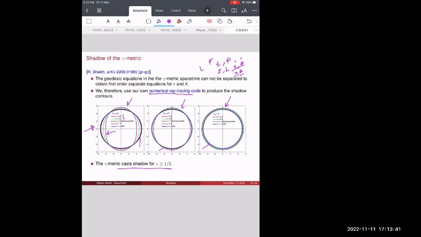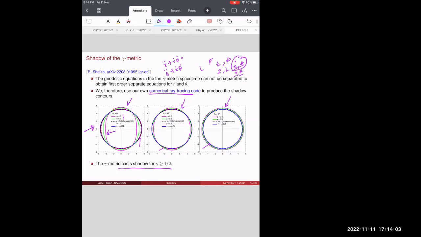We have this equation, right? When we write out the second order geodesic equation for r and theta, this equation also contains r dot and theta dot, right? So they are coupled. I see. So then we cannot separate them out.